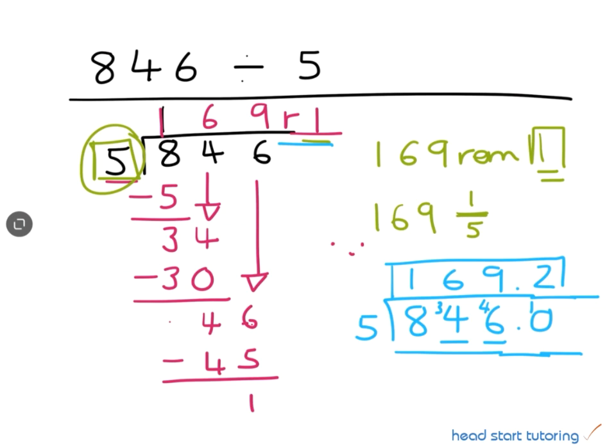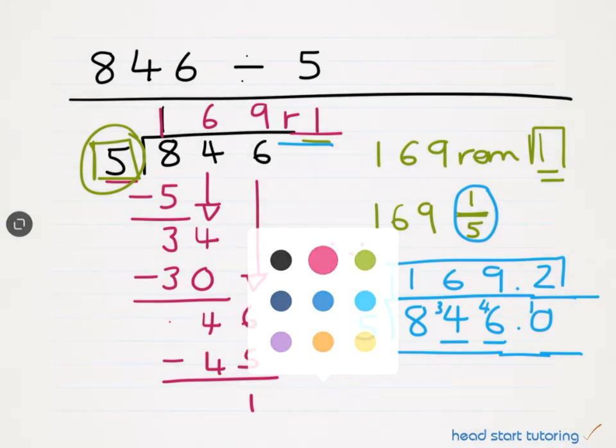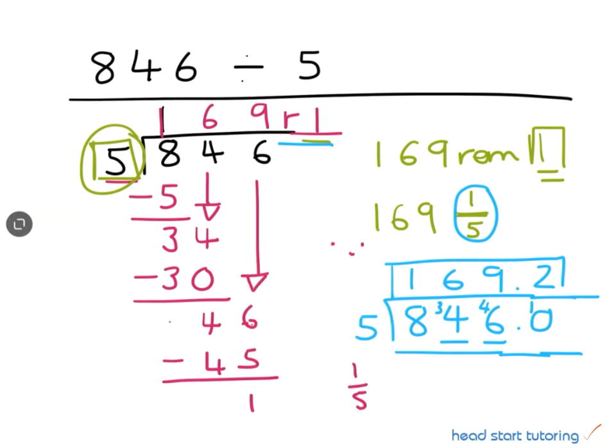And as we can see here, 1/5, if we were to change 1/5 into a decimal, we need to get 1/5 into an equivalent fraction out of 10, 100, or 1,000.